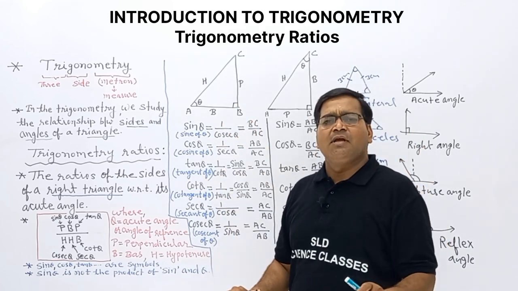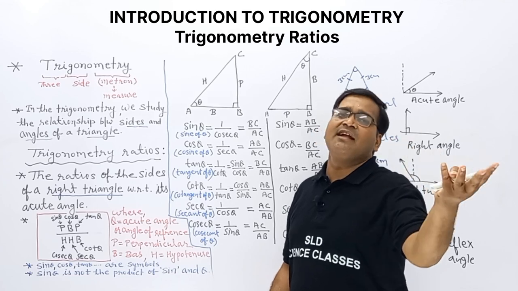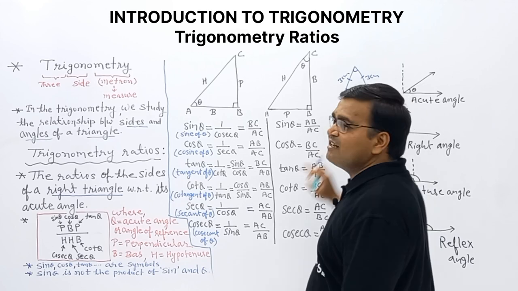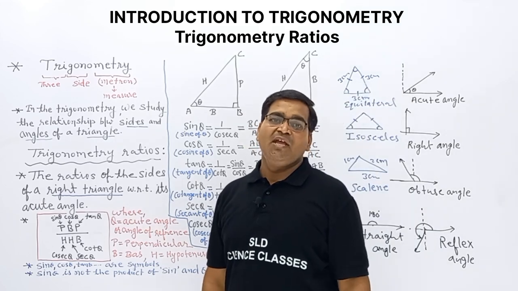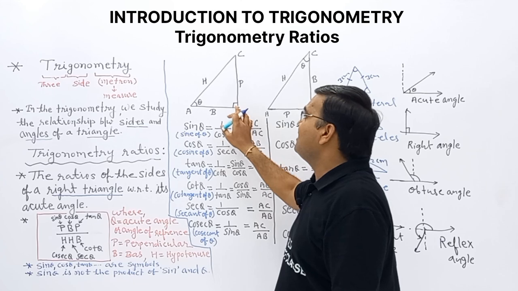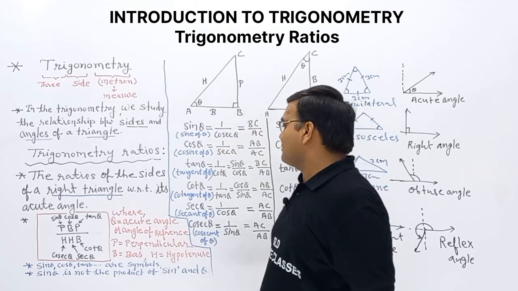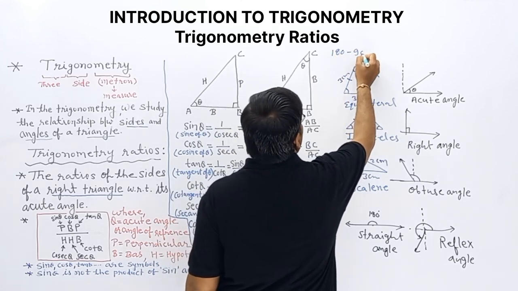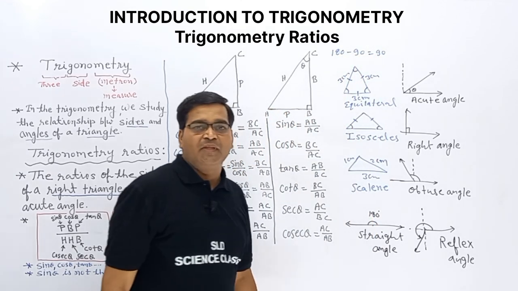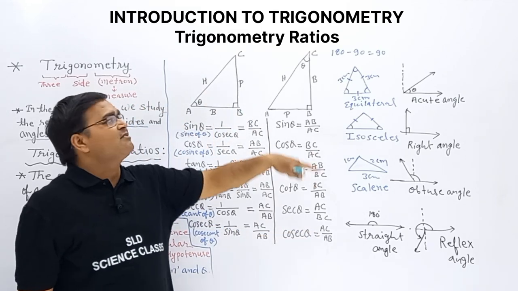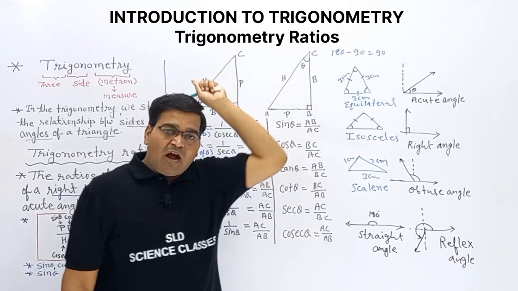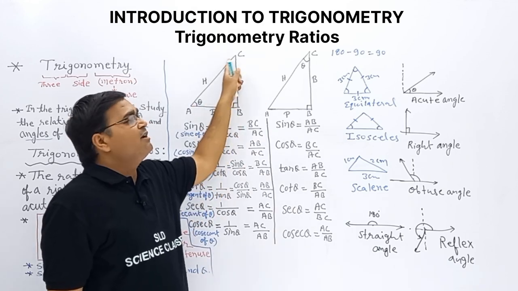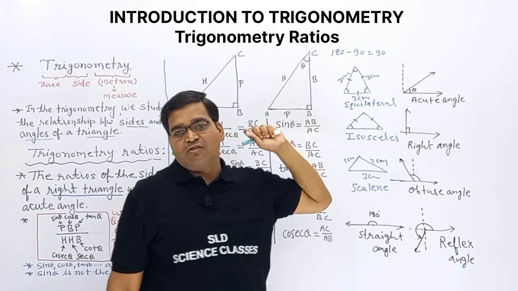In a triangle, how many angles do we have? 3 angles, and the sum of all angles is 180 degrees. Out of 3 angles, one angle is 90 degrees. 180 minus 90, the remaining is 90. Yes or no? So the remaining 2 angles sum will be 90 degrees.